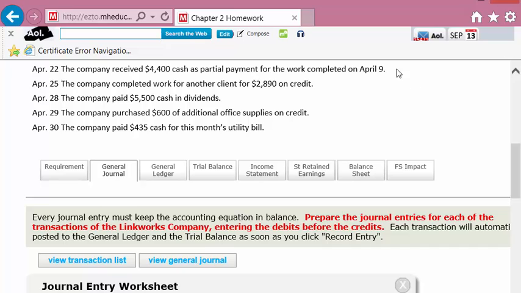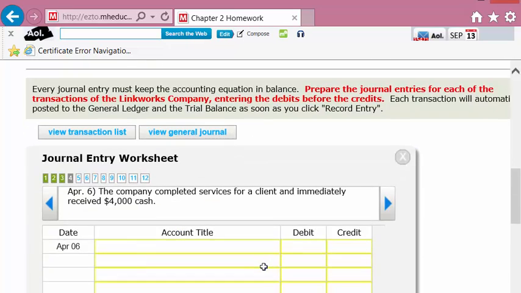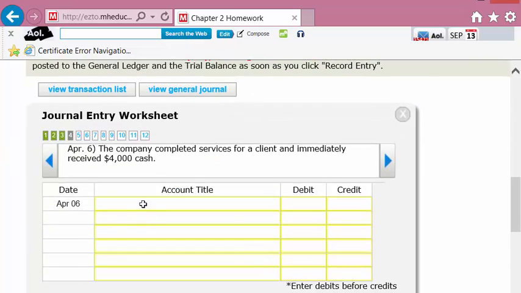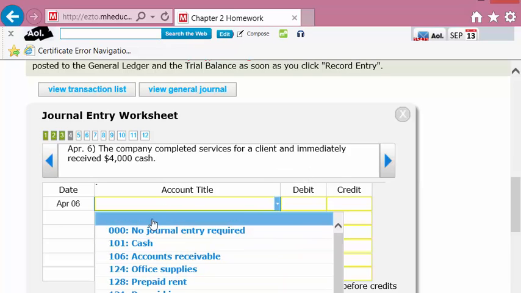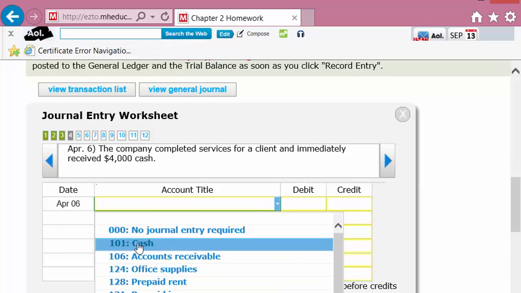So go ahead and let's take a look at this one. You're in the transaction list. We've got this April 6th: the company completed services for a client and immediately received 4,000 cash. Not 1,000, not 2,000, not 3,000, but 4,000.